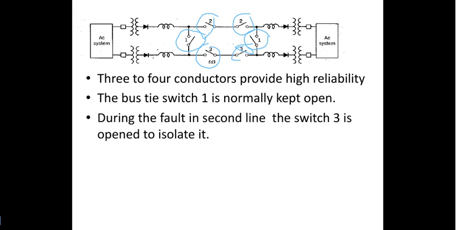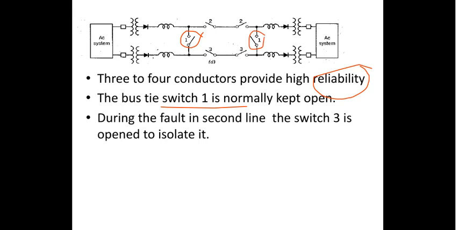Basically, this complete structure is meant for having the higher reliability, right? So the bus tie switch 1 is normally kept open. So as long as the tie switch 1 is kept open here, you have two independent systems operating in parallel compared to what we have taken, a single system, in the previous slide, right?